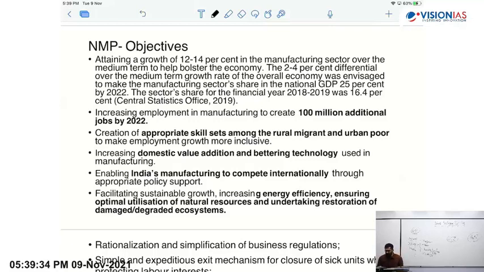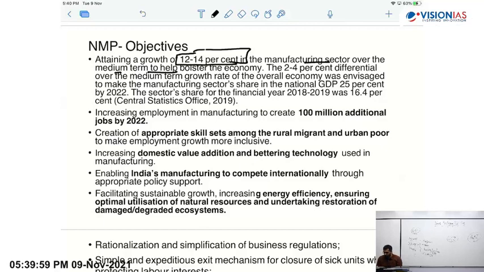So it is attaining a growth of 12 to 14% in the manufacturing sector over a medium term to help bolster the economy. It was 6 to 8% maximum. In between, for a few years it was very poor also. 1%, 2% also we were getting as growth in the manufacturing sector. So we were not getting very good growth. So the objective started with 12 to 14% in the manufacturing sector over the medium term.